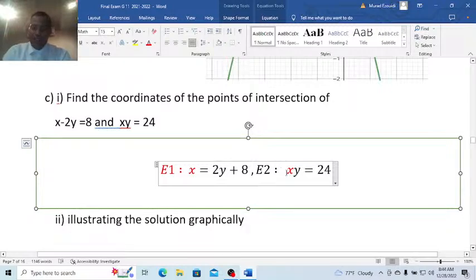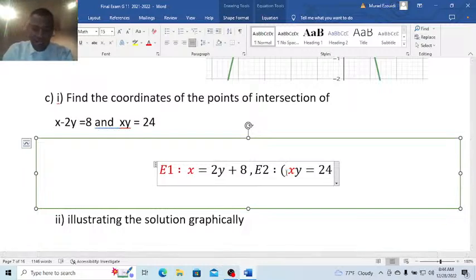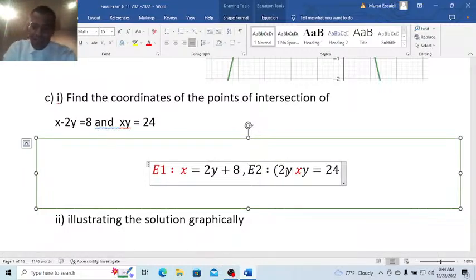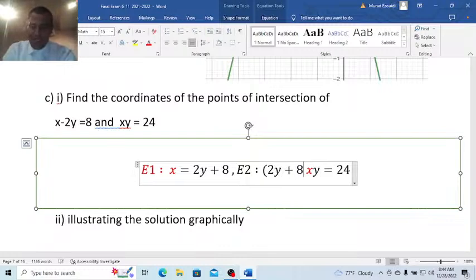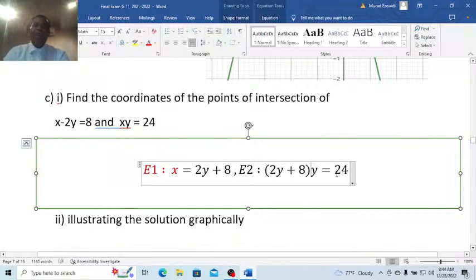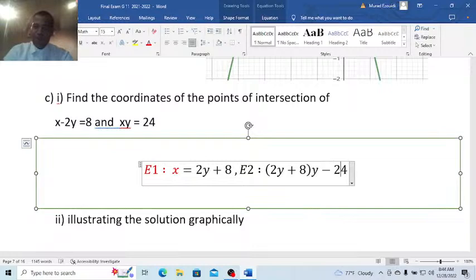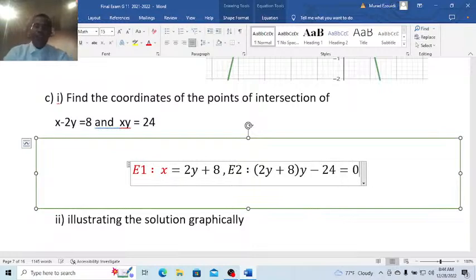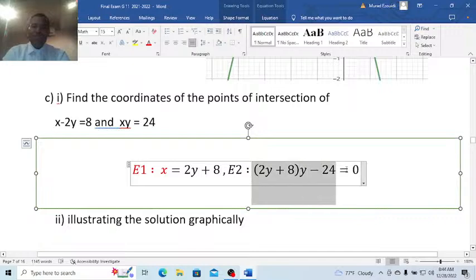Therefore, learners, here you can just replace x with 2y plus 8. It will be (2y plus 8), then I close this parenthesis, multiplied by y, equal to 24. Therefore I will transfer 24 to the right hand side, so it will be minus 24 equals 0. Now this is a quadratic equation.